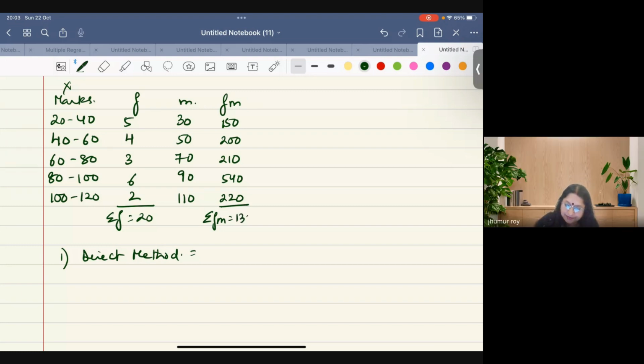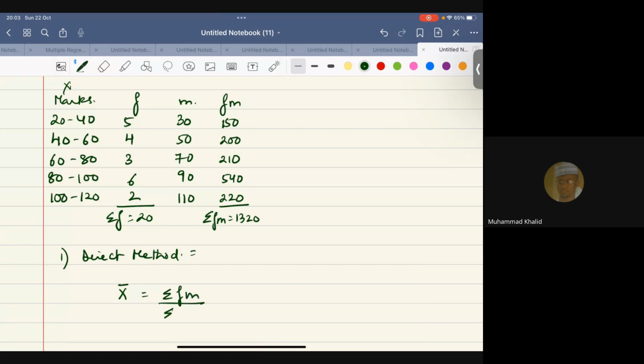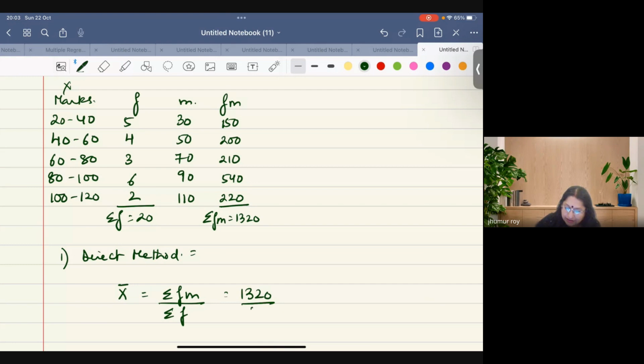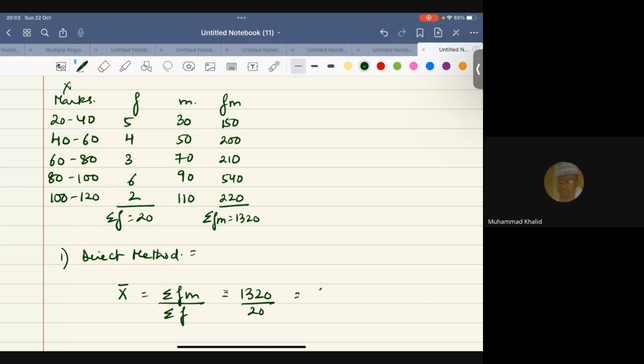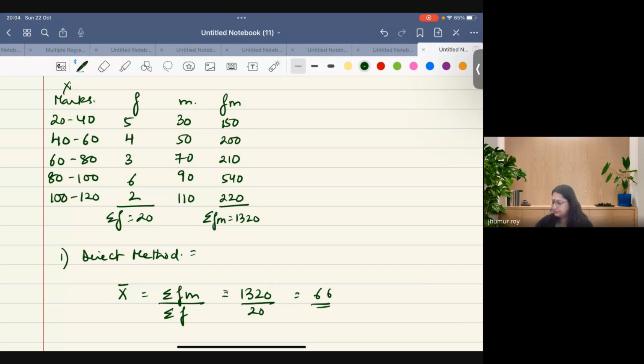1,320. Okay. So in direct method, what is the formula? X bar is equal to sigma FM divided by sigma F. That is 1,320 divided by 20, which is 66. So this is your first method. Clear?